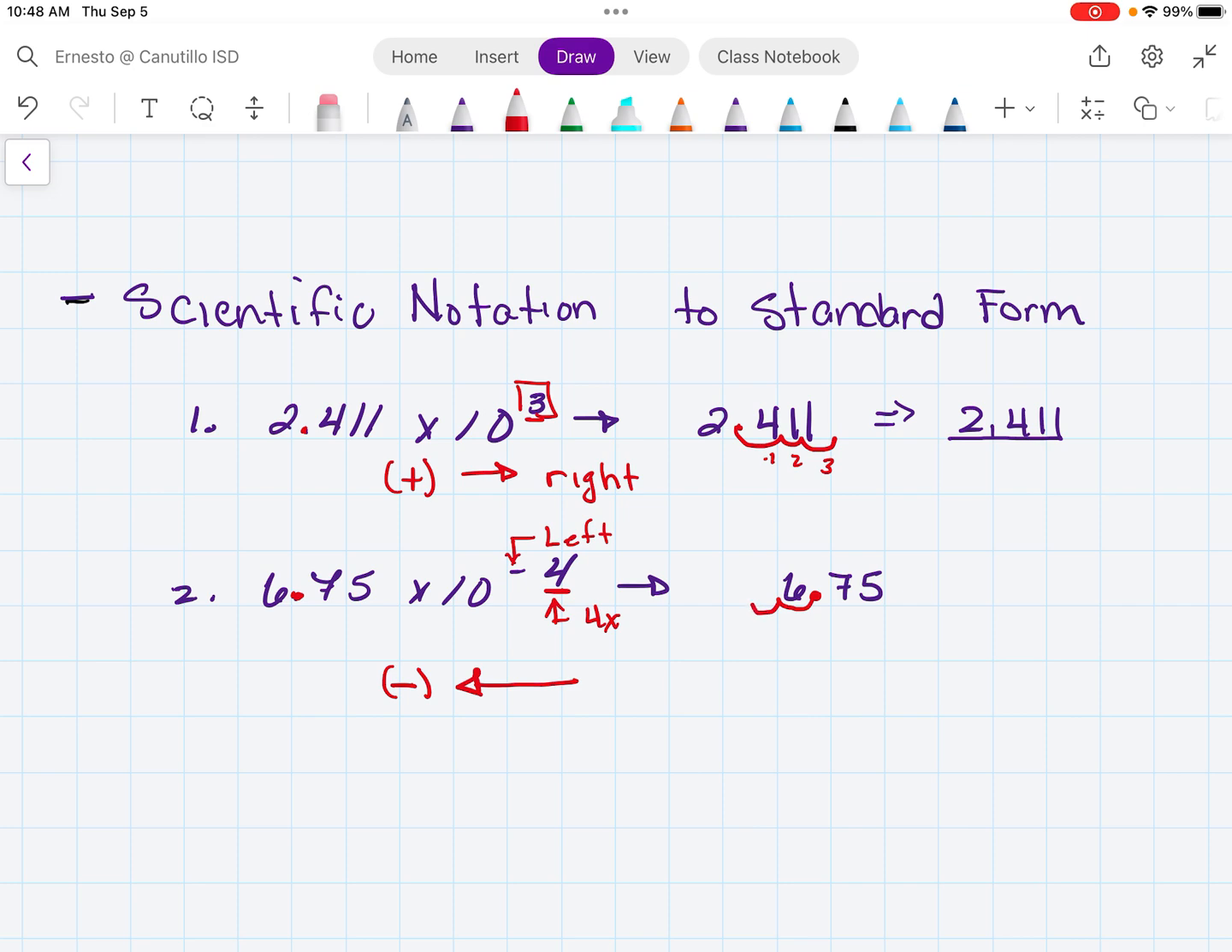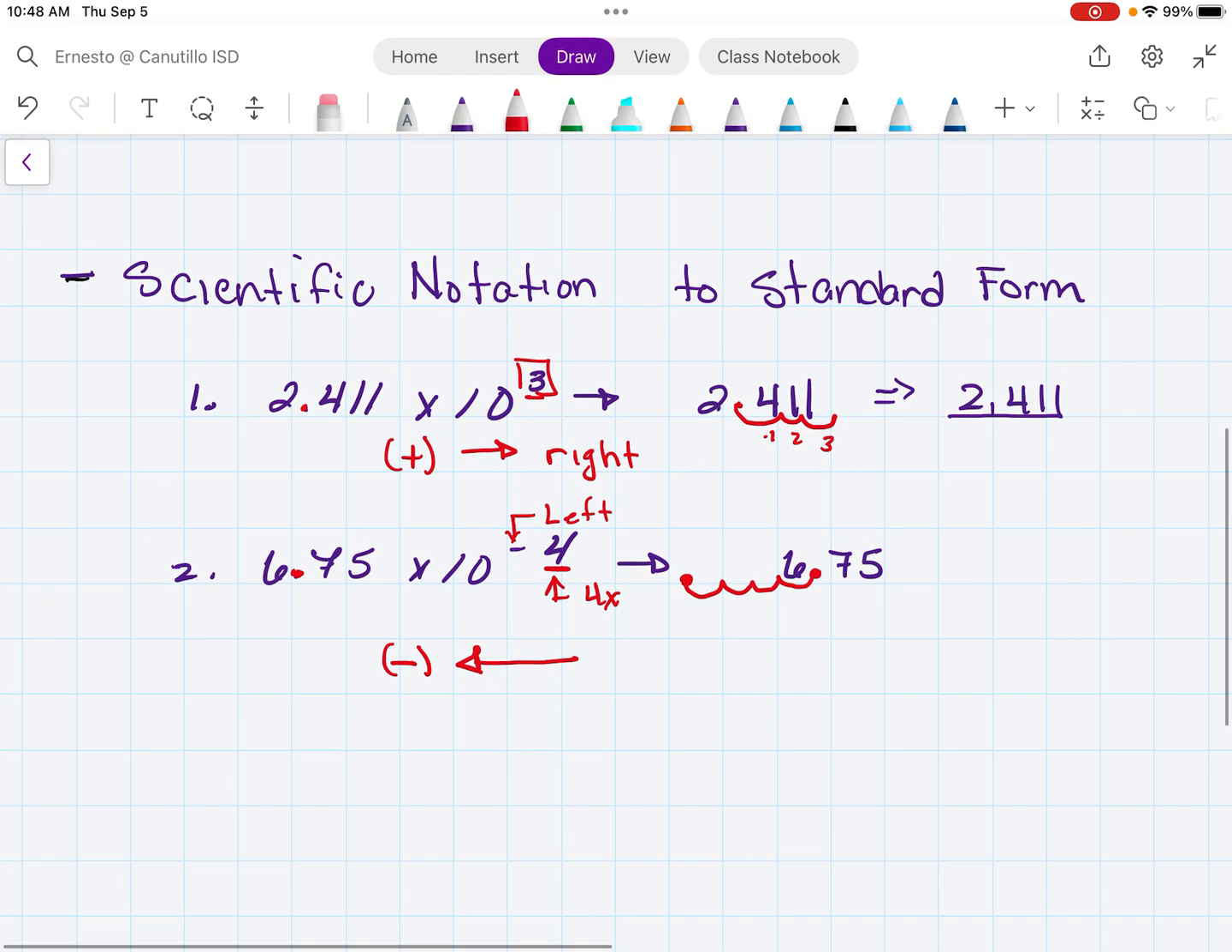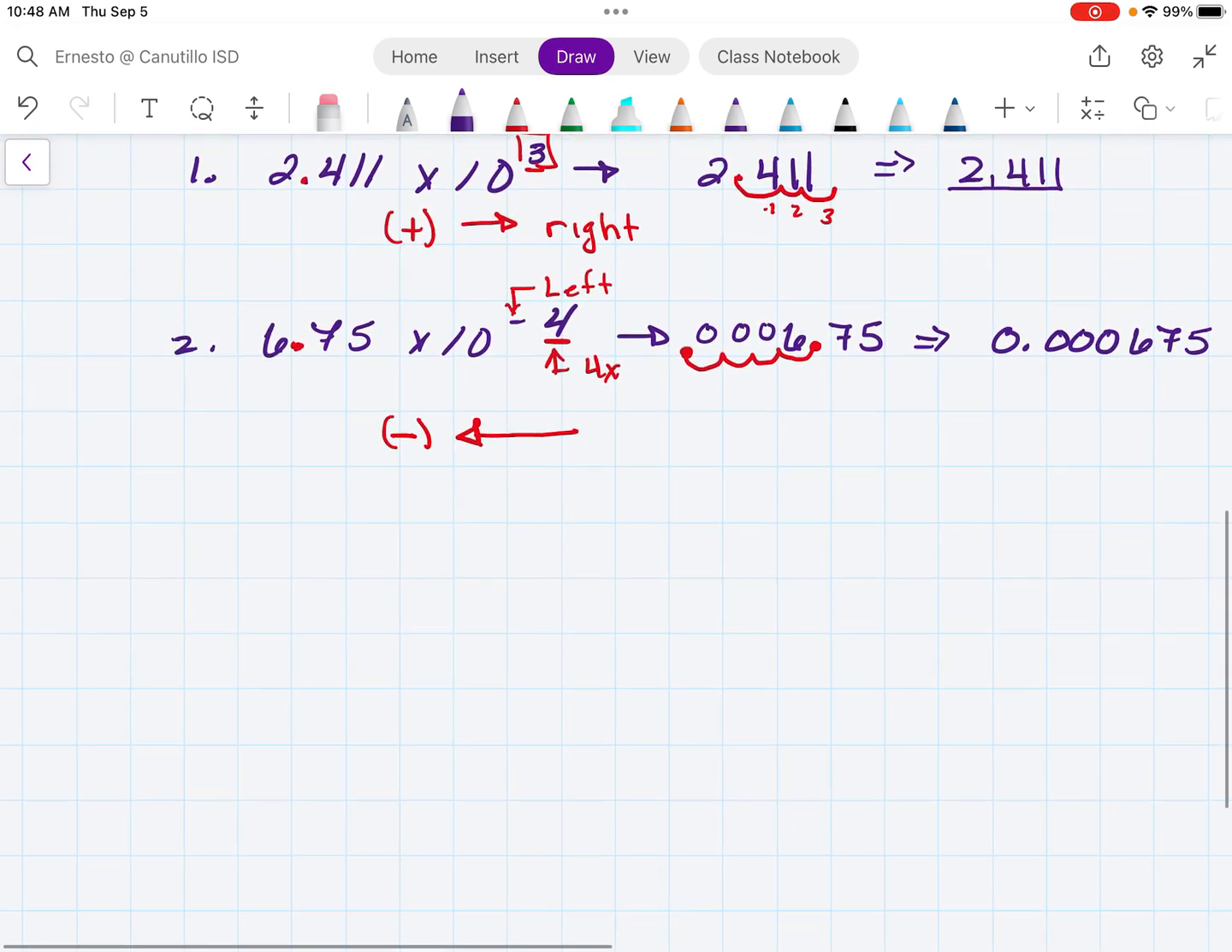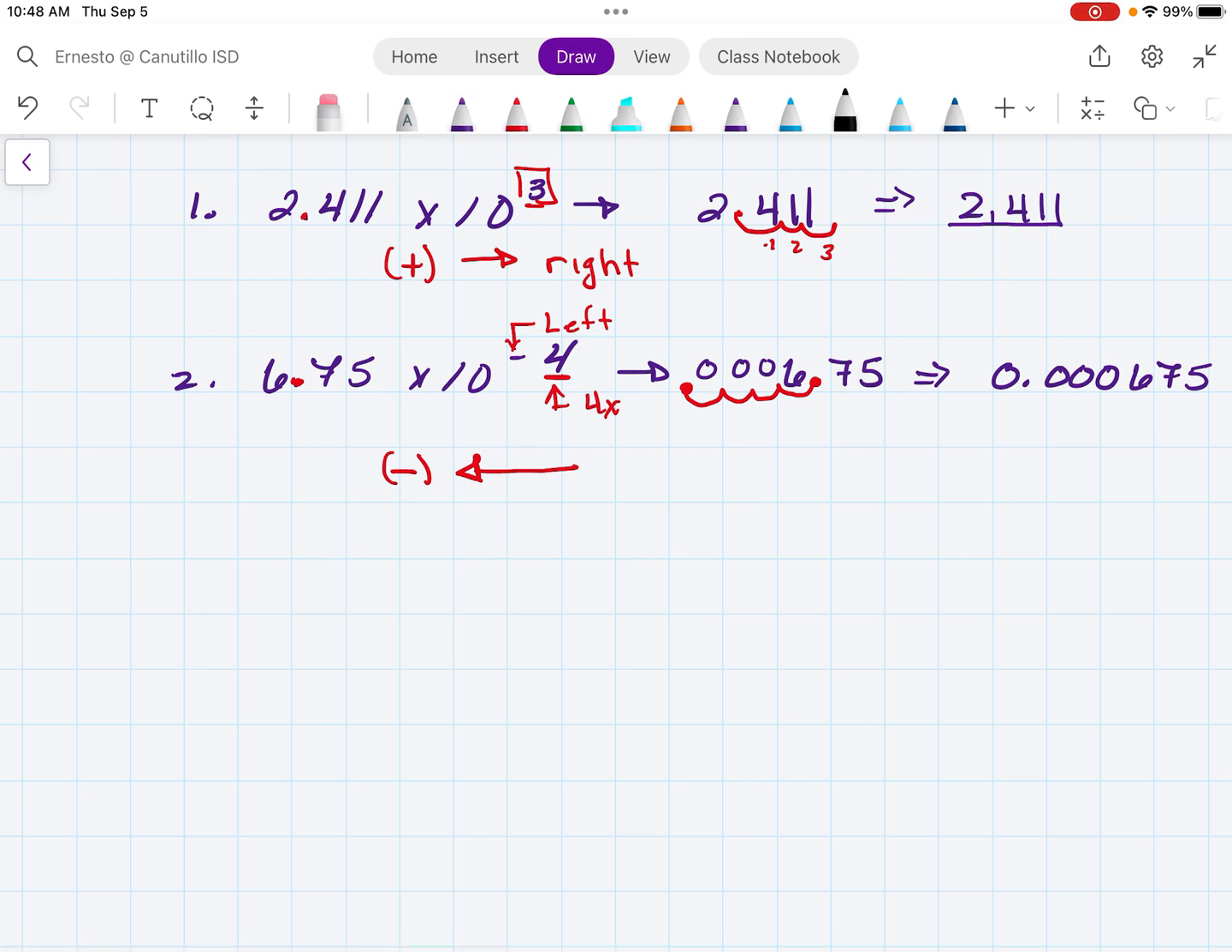1, 2, 3, 4. Now, everywhere I see an empty space there, I'm going to fill that in with a 0. So there's 3 zeros. So this number in standard form would look like this: 0.000675. Okay? So these are the rules for going into scientific notation. These are the rules going back into standard form. And these are a couple of examples. So go ahead and write these down. And then I'm going to give you a few practice problems to work on yourself here.